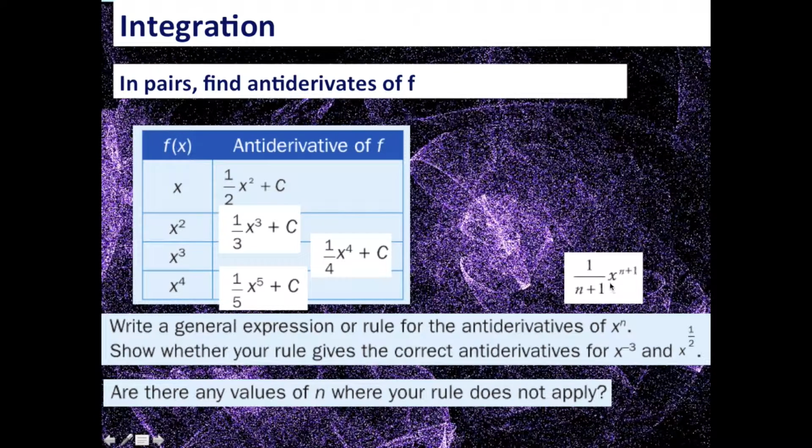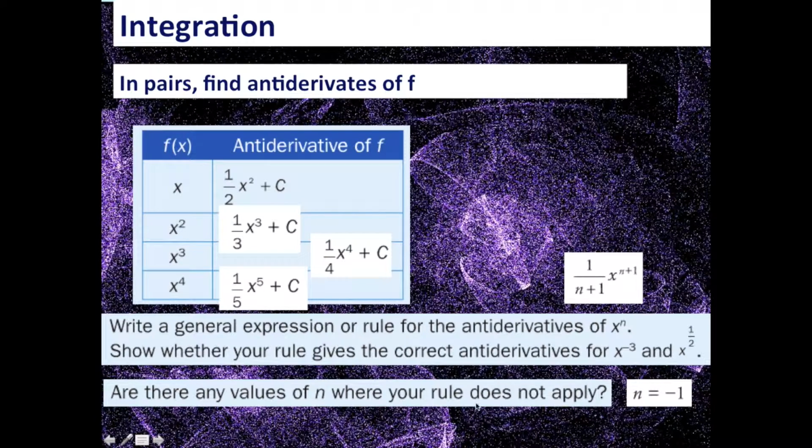Generally, then, you should have noticed this pattern. If I want to find the antiderivative of x to the n, it's going to be 1 over n plus 1, x to the power n plus 1. So if we just look at this last one here, x to the power 4, if I try to do it using this formula, it's going to be 1 over 4 plus 1, so 1 over 5, x to the power 4 plus 1, which gives me 5, plus c as well.